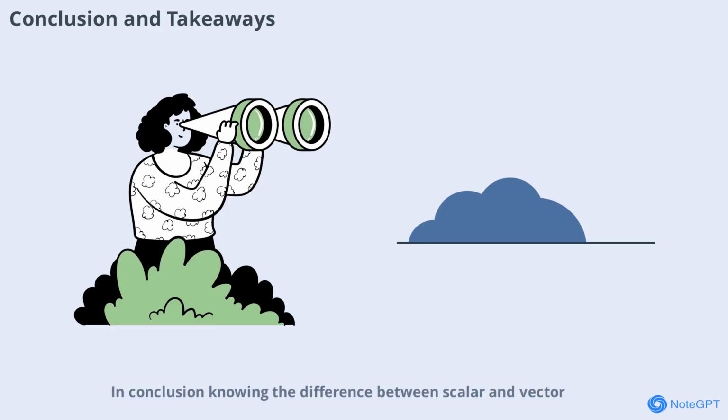Conclusion: knowing the difference between scalar and vector quantities is fundamental for anyone studying science, engineering, or even sports. Scalars are all about how much, while vectors add the crucial element of which way. This distinction shapes how we measure, calculate, and understand the world around us.